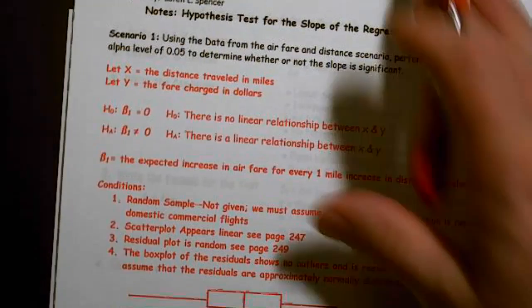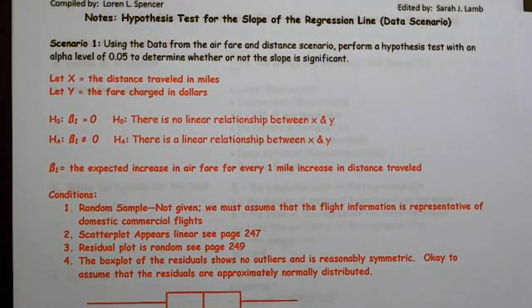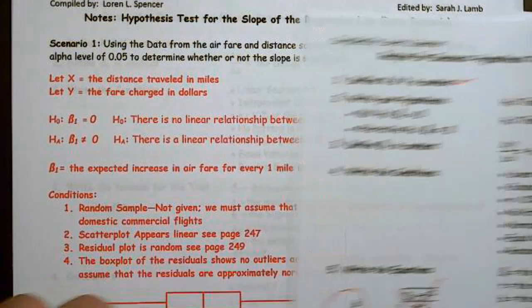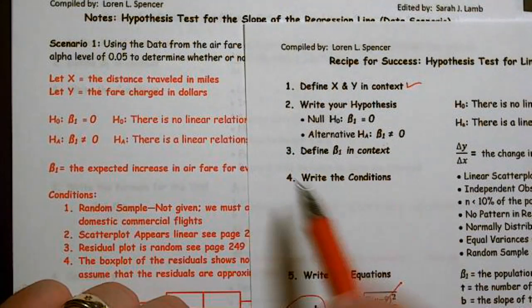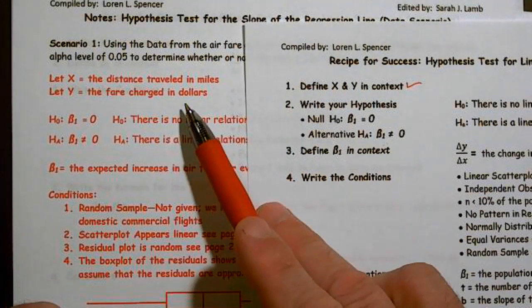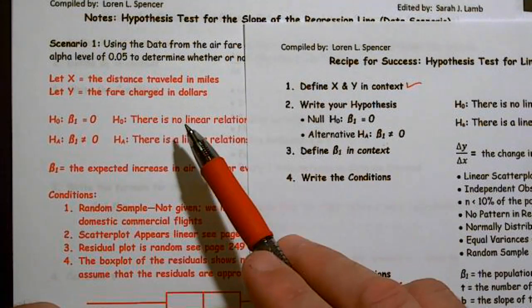All right, so make sure you have that entered, and then we're going to run based on that information. So using the data from the airfare and distance scenario, perform a hypothesis test with an alpha level of 0.05, and determine whether or not the slope is significant. Well, the very first thing it said on our recipe was we need to define our X and Y in context. So X is our distance traveled in miles, and Y is the airfare, the fare charged in dollars.